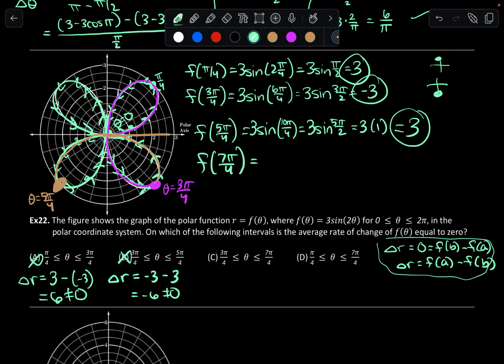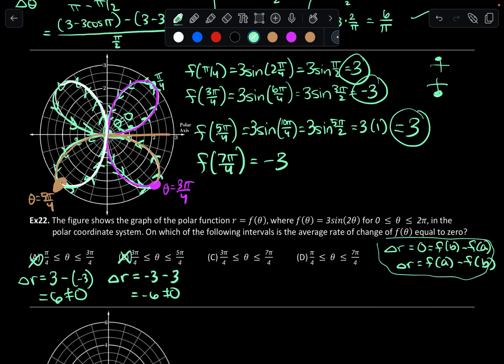Well, after we travel through 5 pi over 4, I'm going to quadrant 2. This is opposite of where 7 pi over 4 usually is. All right, so that means the radius will be negative for this one as well. So it will be negative 3. If you want to check it algebraically, you can, and you should get negative 3.